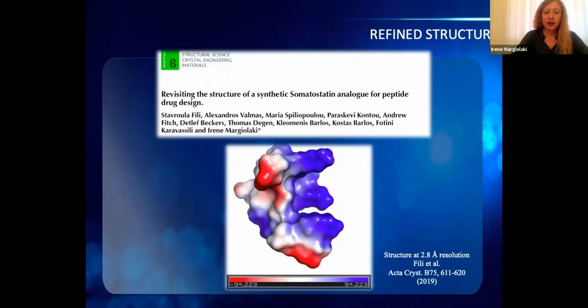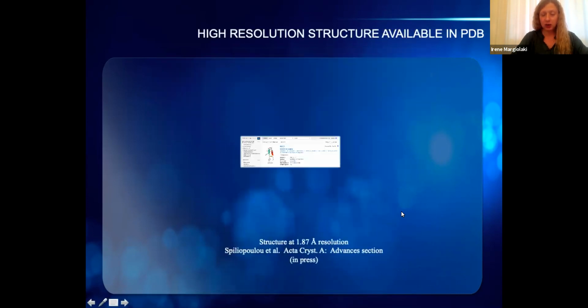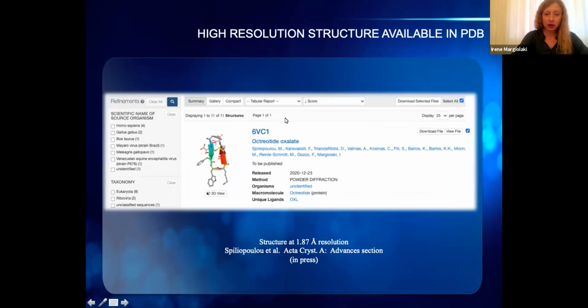Finally, for octreotide, we got the structure very, very quickly. 2.8 angstroms resolution, again, data from the lab and the synchrotron. And here you see how the molecule looks like as an electrostatic potential representation. Now, more recently, we continued data collection and we collected even better data. You can download our derived model from the PDB. It has this code. The structure has a resolution of 1.87 angstroms.